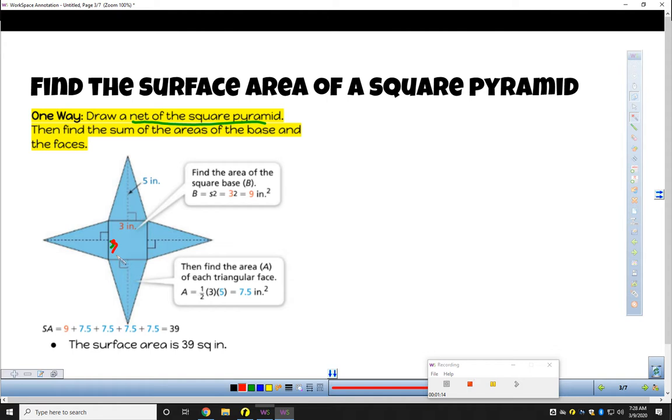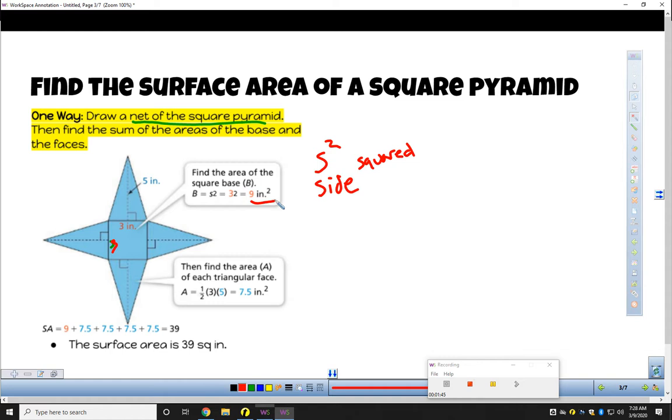So the square is really easy, right? Find the area of the square. The area of the base here would be one side squared. That's what this S squared is, right? That's side squared. And because every side on this square is 3 inches, we know that the area of the square is 9 square inches.